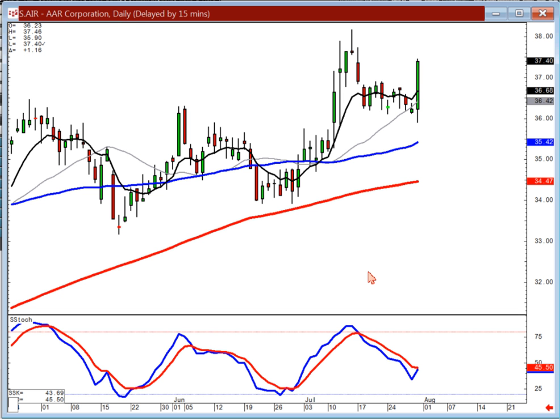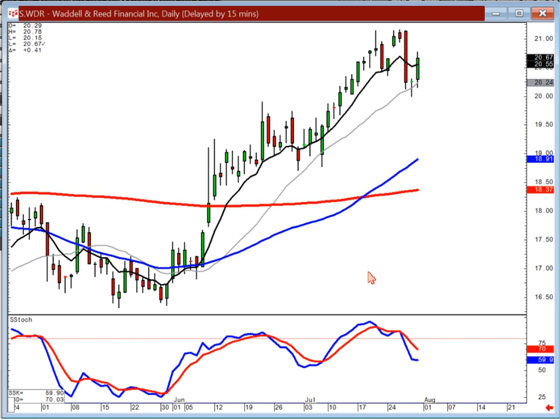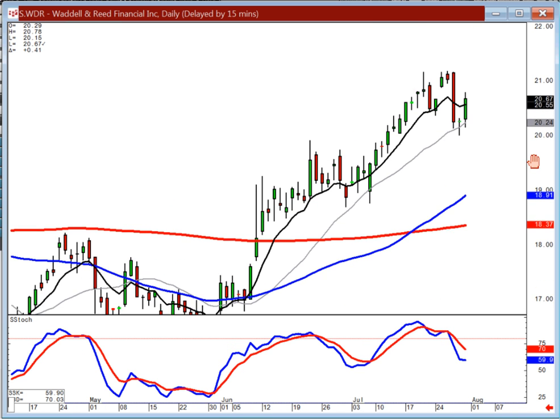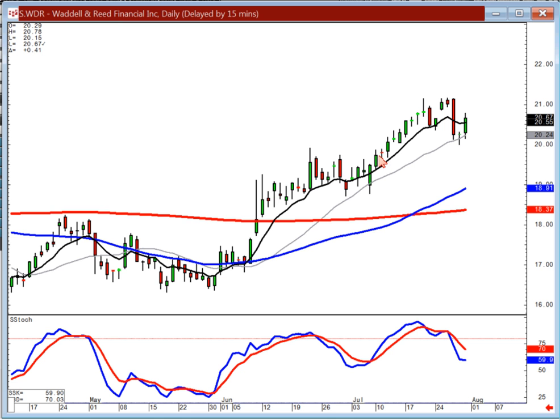AIR, big Morningstar type signal. You can be buying this one. It's not going to be very exciting, but at least you'll be in an uptrend. Waddle and Reed. Again, if you got out, you can get back in if it opens positive tomorrow. Just use the T-line again as your stop.